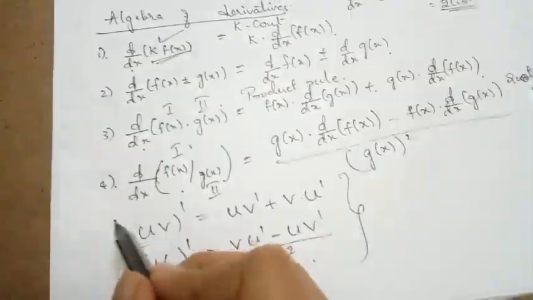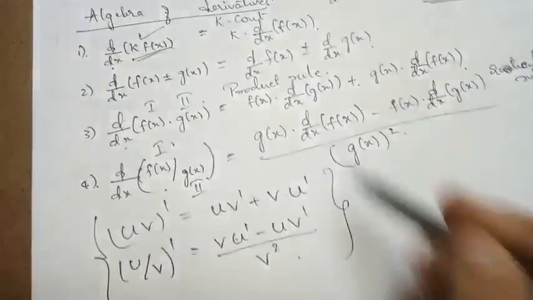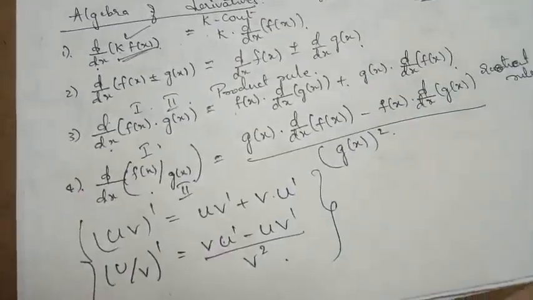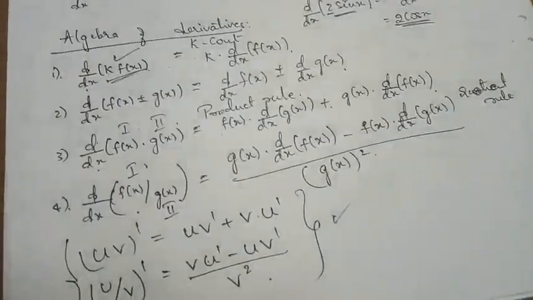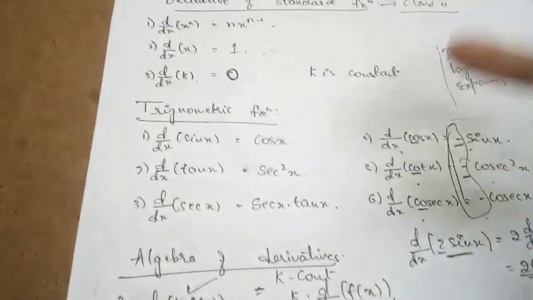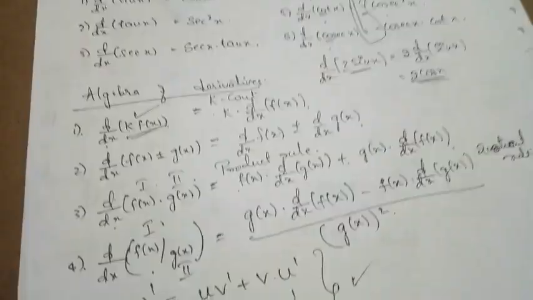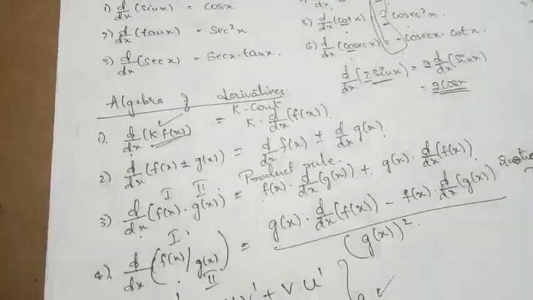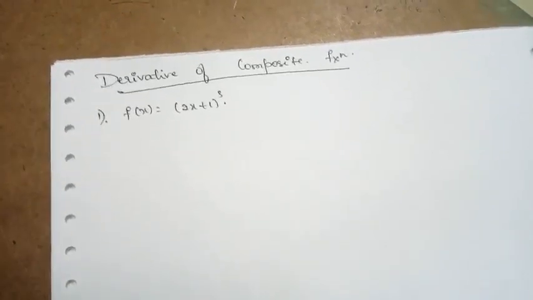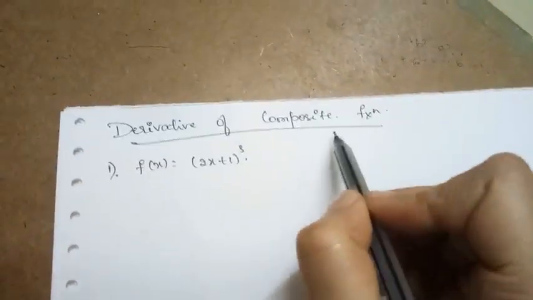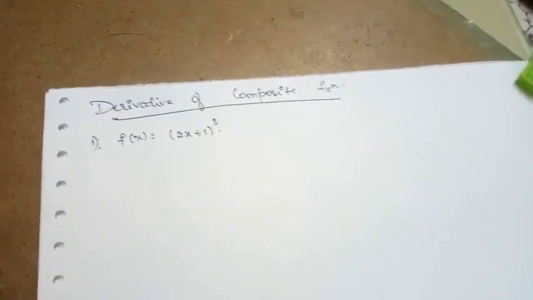So you can remember the product and the quotient rule in u and v format also, which is comfortable for you people. You can go with those formulas. These are the basic formulas which we have already come across in our previous class. Now let us come to the main point of the discussion, that is the derivative of a composite function.